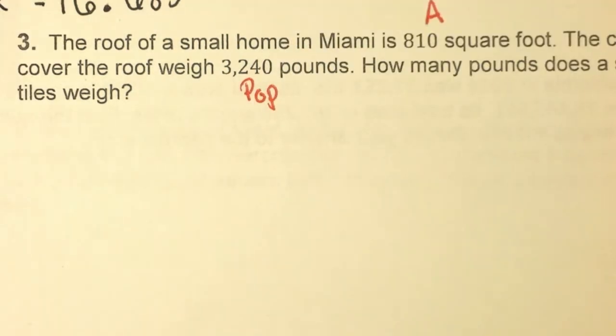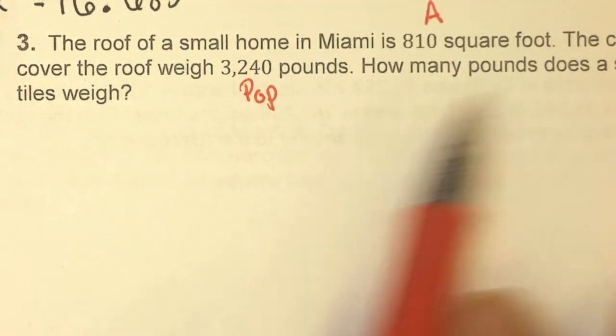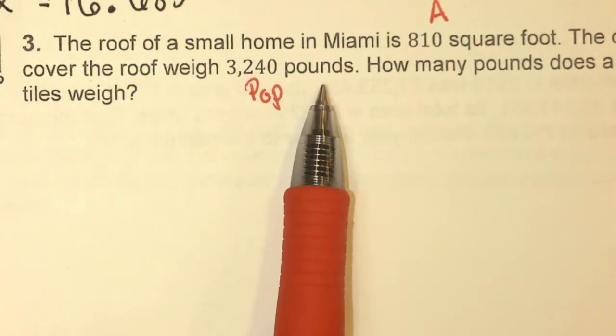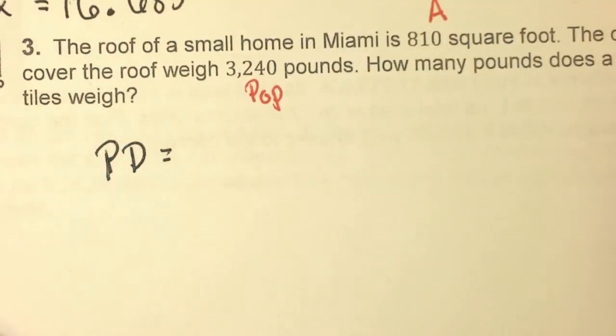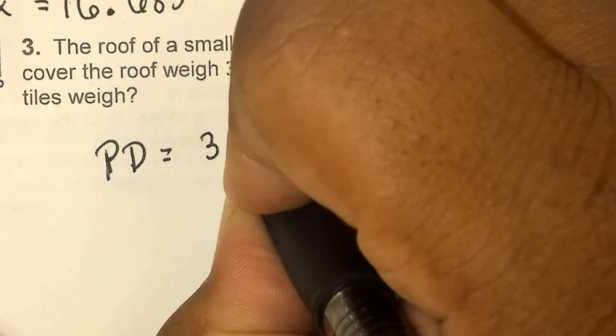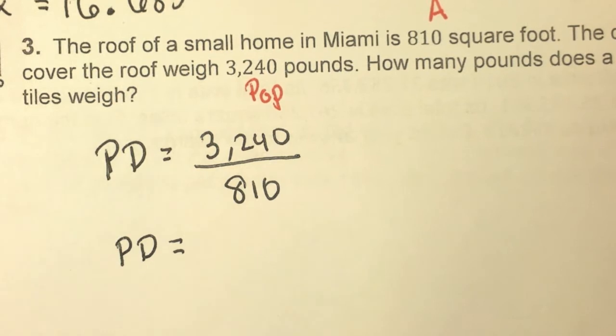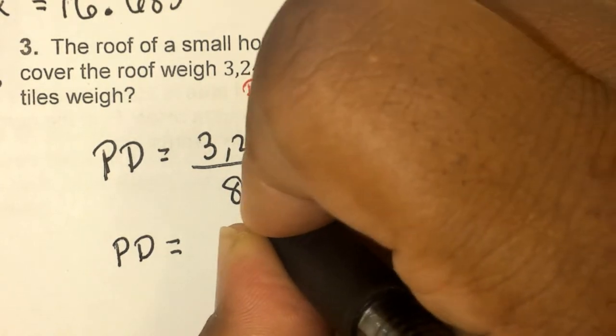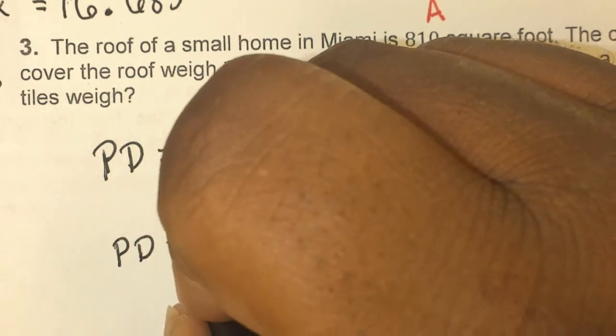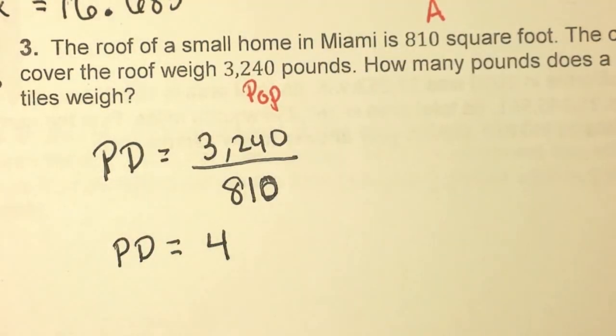The reason you'll know is, if you look at what the question asks, it says, how many pounds does a square foot of clay tile weigh? They told you the total weight right there. You feel me? That's the full pop right there. And then you want to know the density based on the question. Alright, so this one we're solving for population density. So PD equals population, which is 3,240 over 810. Population density equals 4. So it's 4 pounds per square foot.